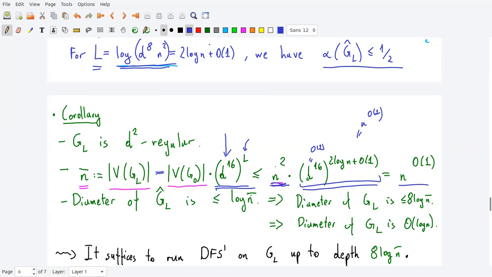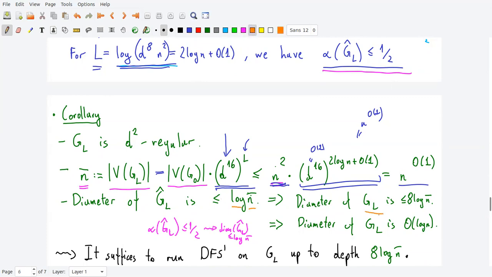Okay, so what do we know about GL hat? Well, we know that alpha of GL hat is at most 1/2. This is the outcome of this procedure, which means that the diameter of GL hat is bounded by the logarithm of the number of vertices of GL hat. This is one of the problems we have seen during the tutorials. This was the analysis of the random walk on an expander. So this means that the diameter of GL hat is bounded by the logarithm of the number of vertices.